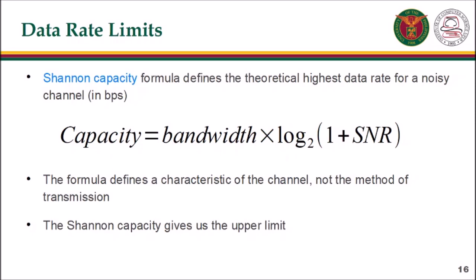Note that in the Shannon formula, there is no indication of the signal level, which means that no matter how many levels we have, we cannot achieve a data rate higher than the capacity of the channel. In other words, the formula defines a characteristic of the channel, not the method of transmission.